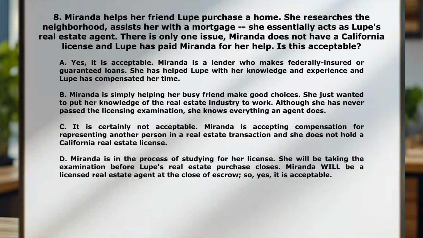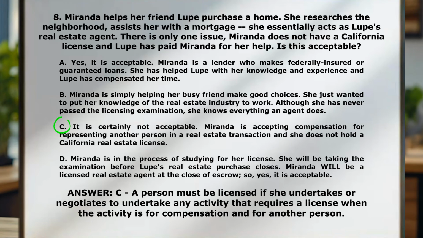She will be taking the examination before Lupe's real estate purchase closes. Miranda will be a licensed real estate agent at the close of escrow. So yes, it is acceptable. The answer is C. A person must be licensed if she undertakes or negotiates to undertake any activity that requires a license when that activity is for compensation and for another person. So C, certainly not acceptable.